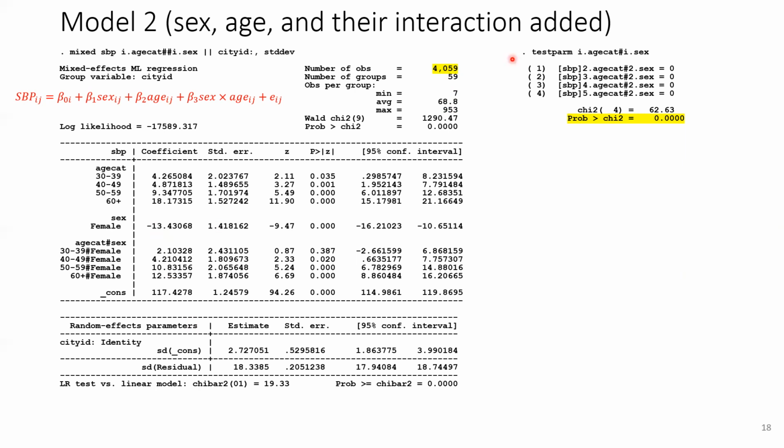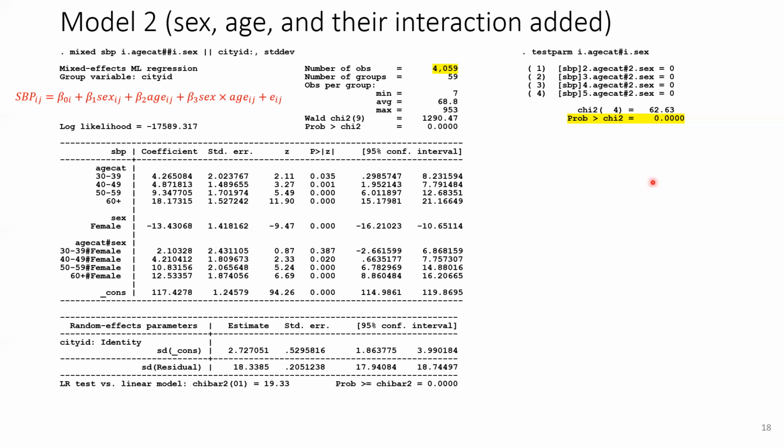And then we look at this one. This is a global test for interaction between age and sex. Because we have 5 age categories, we included 4 age category dummy variables. So this is the reason why we have 4 components here. And the p-value was less than 0.001. So which means that the association between age and blood pressure differs by sex, or vice versa. The association between sex and blood pressure differs by age.